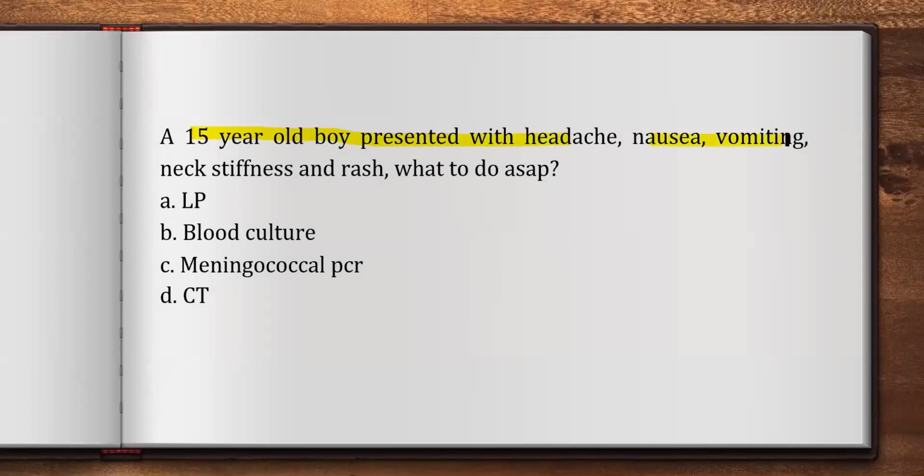A 15-year-old boy presented with headache, nausea, vomiting, neck stiffness, and rash. What to do as soon as possible? Headache, nausea, vomiting, neck stiffness, rash, everything is given. So it's a meningitis, right? Meningococcal meningitis because of the rash. What do you want to do as soon as possible? Lumbar puncture, blood culture, meningococcal PCR, CT.